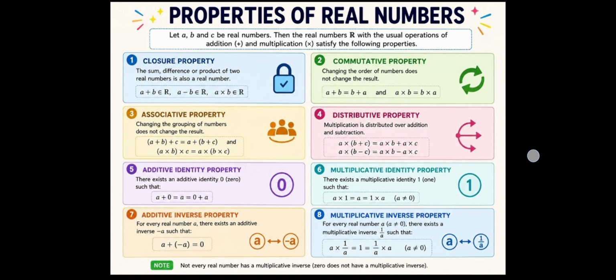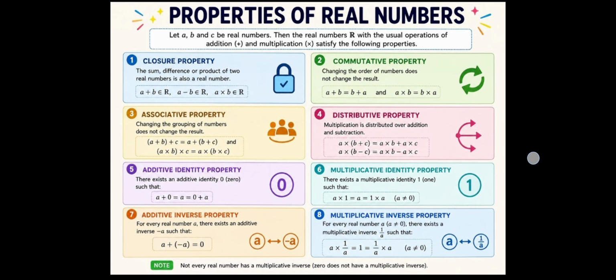Now the third property, which is associative property. What is the associative property? We have three real numbers a, b and c. Changing the grouping does not change the result: a plus b plus c, whether we group the first two terms or the last two terms. Whether it is multiplication or addition, in both the conditions, grouping does not change the result. Alright, this is associative property.